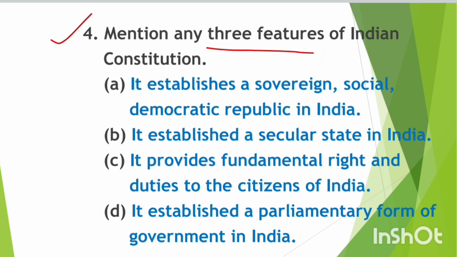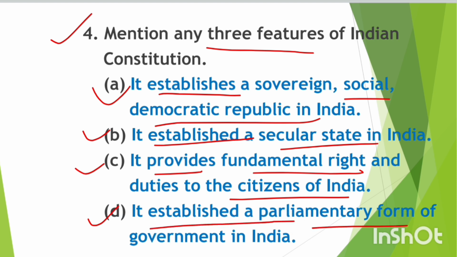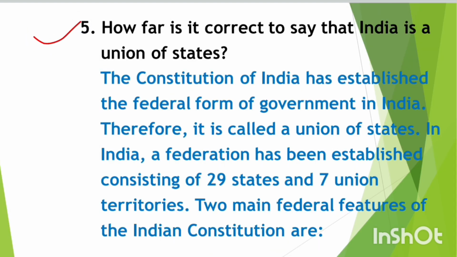So next question, question number 4: Mention any 3 features of the Indian Constitution. Answer: First point, it establishes a sovereign socialist democratic republic in India. Next point, it establishes a secular state in India. Next point, it provides fundamental rights and duties to the citizens of India. Next point, it establishes a parliamentary form of government in India.